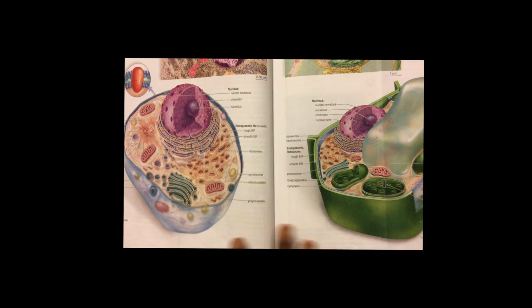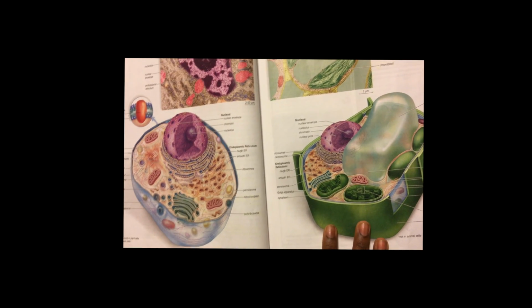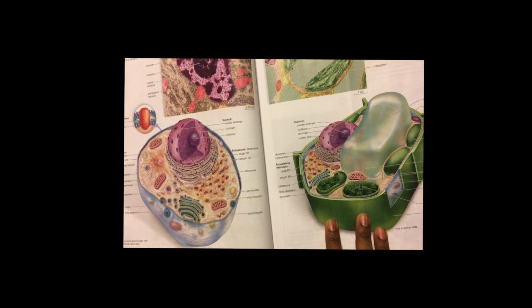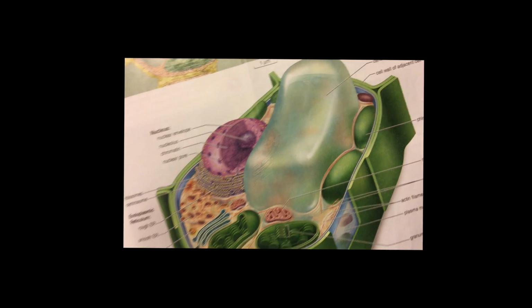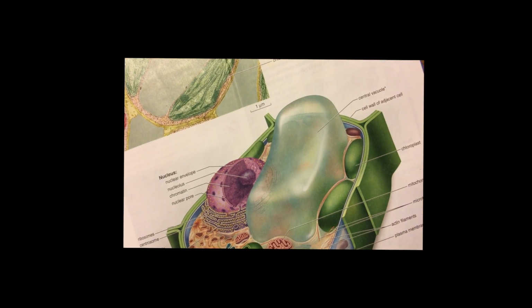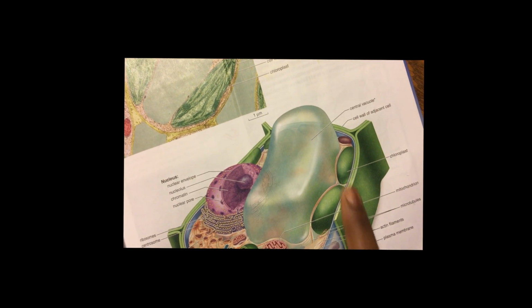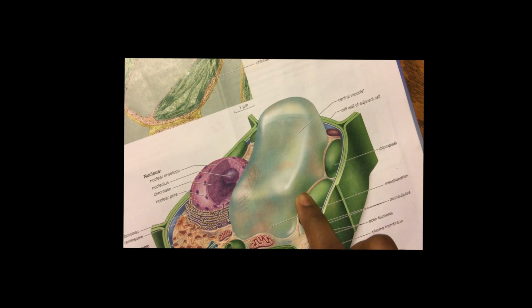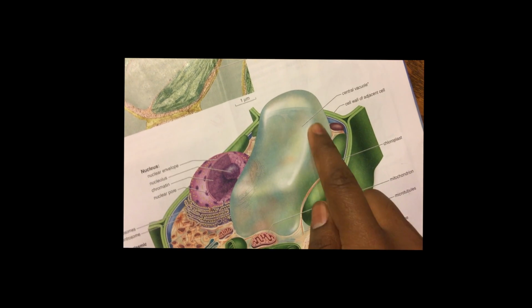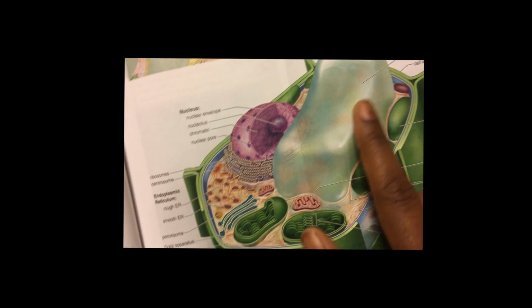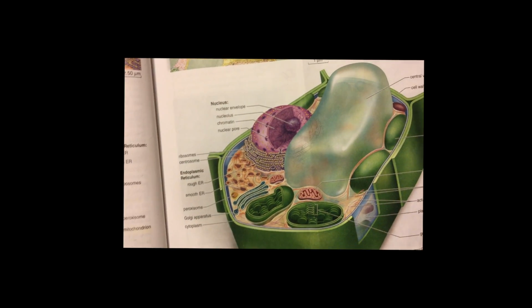And then both the animal and plant cell have vacuoles, which play the role of storage units. But the plant city has a central vacuole, which is much larger and takes the majority of the space of the city.